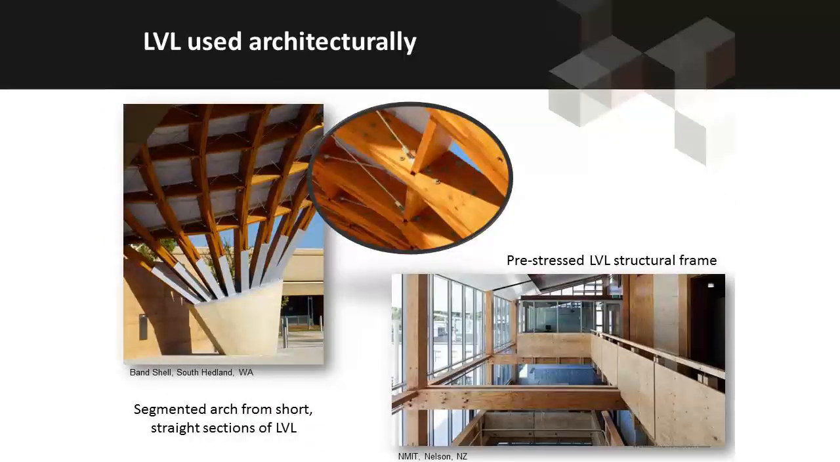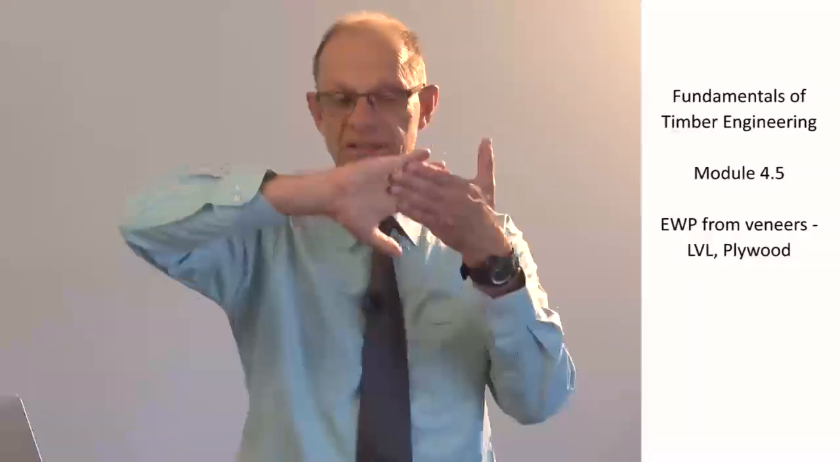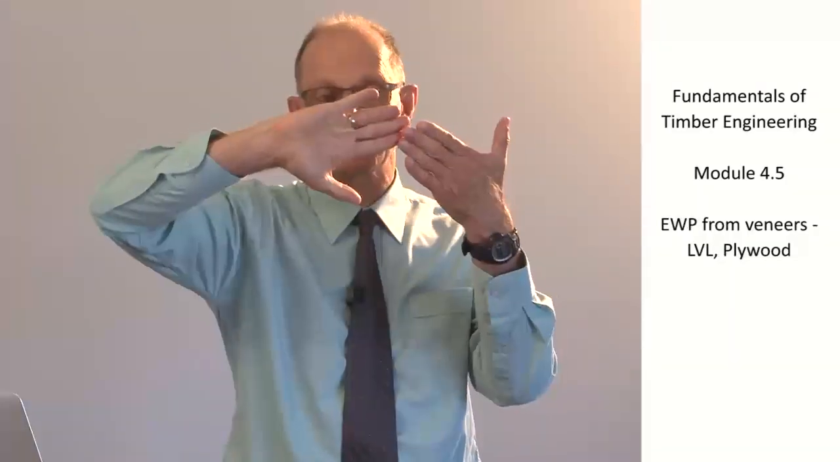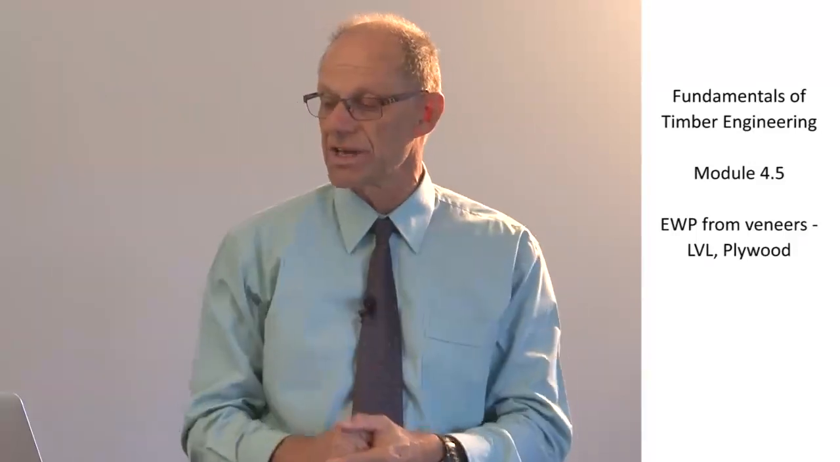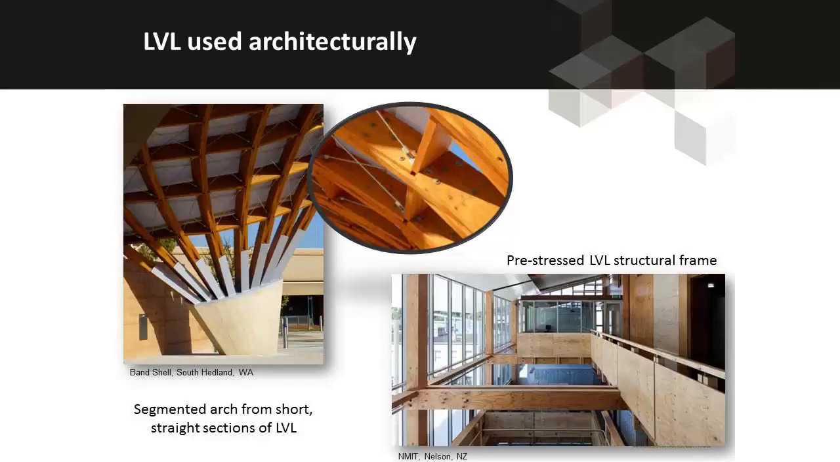Laminated veneer lumber is being used more and more architecturally. The left-hand photograph shows it as segmented arches in a band shell. Here, straight pieces of laminated veneer lumber are bolted together, overlapping each other at slightly different orientations to create a smooth curve.